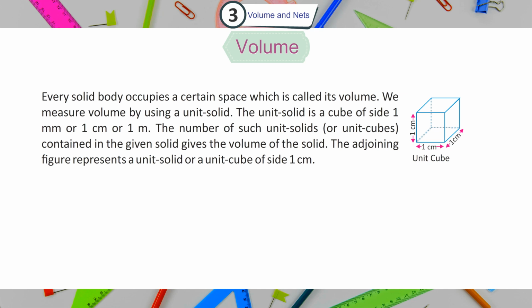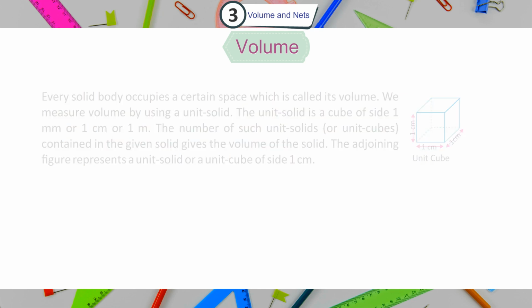We measure volume by using a unit solid. The unit solid is a cube of side 1 millimeter or 1 centimeter or 1 meter. The number of such unit solids or unit cubes contained in the given solid gives the volume of the solid. The adjoining figure represents a unit solid or a unit cube of side 1 centimeter.